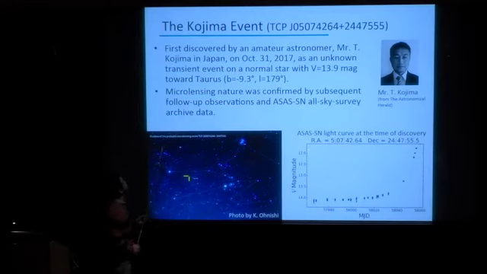The so-called Kojima event was discovered by an amateur astronomer, Mr. Kojima, on October 31, 2017, first as an unknown transient event on a normal star with a V magnitude of 14, located toward the Taurus region, which is about anti-galactic center. The microlensing nature was confirmed by subsequent follow-up observations and also by assessing all-sky survey archive data.